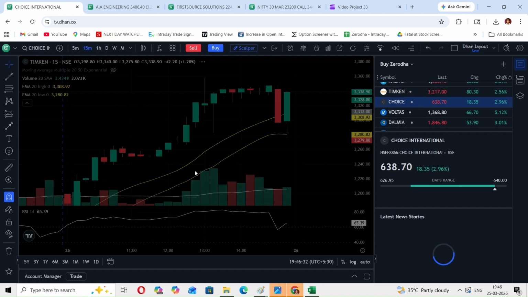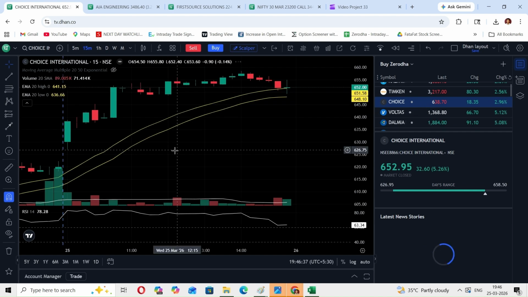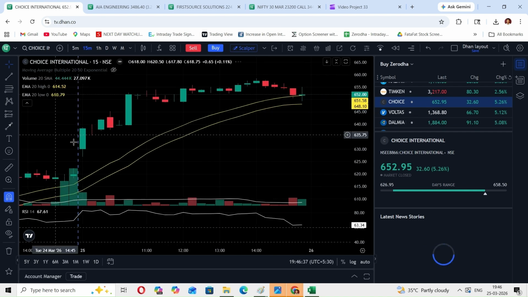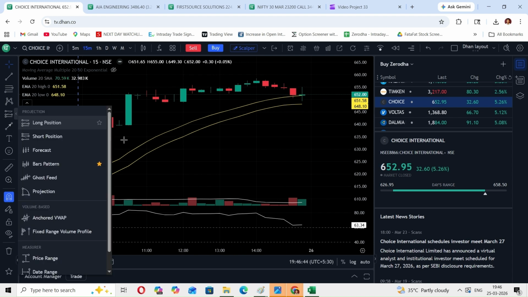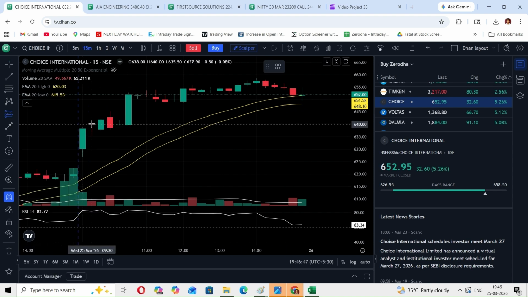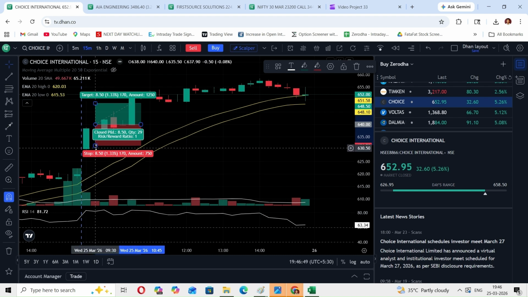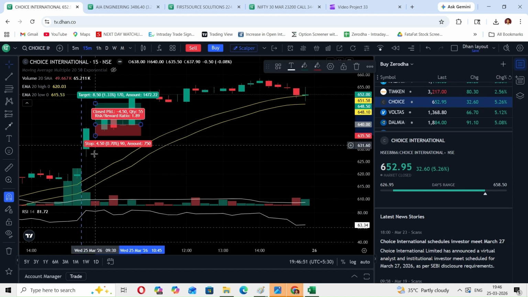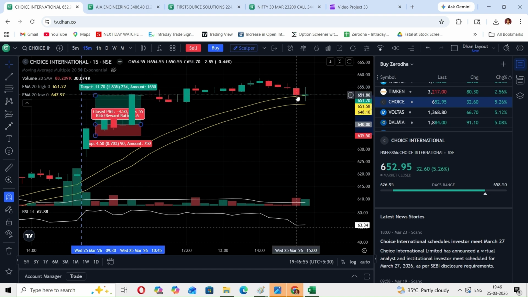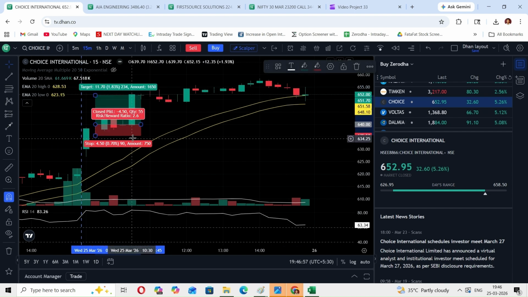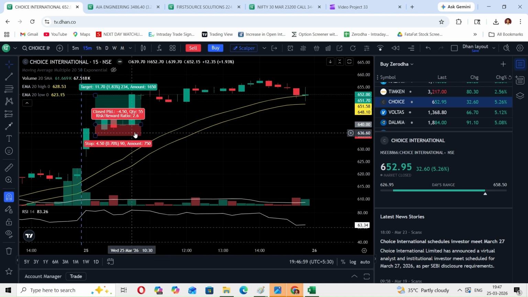This was which stock? Choice International. See here also, if you have entered in this particular candle, that is a red candle, right? And RSI value is above 60, so at the low a very small stop loss here also. See here, you got 1 is to 2, almost 1 is to 2.6 profit in this trade.